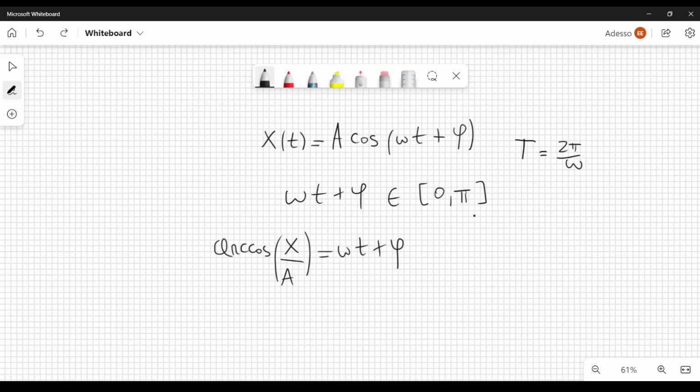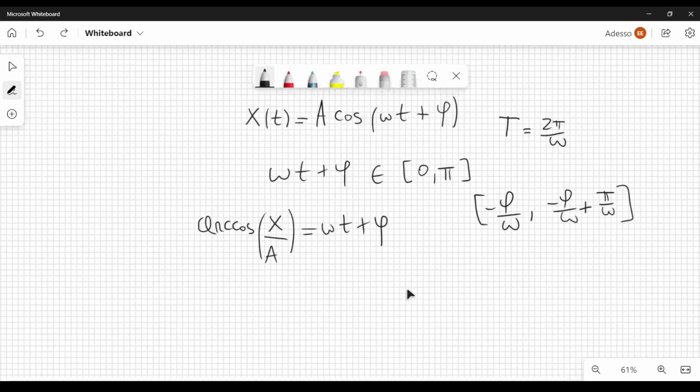So you can also find the restriction on t. That's simple from here, because t will be contained in the interval from minus phi over omega to minus phi over omega plus pi over omega. Because if you set t equal to minus phi over omega, you will get 0 for this variable, and if you set t equal to the upper end, it's easy to check that you will get pi.